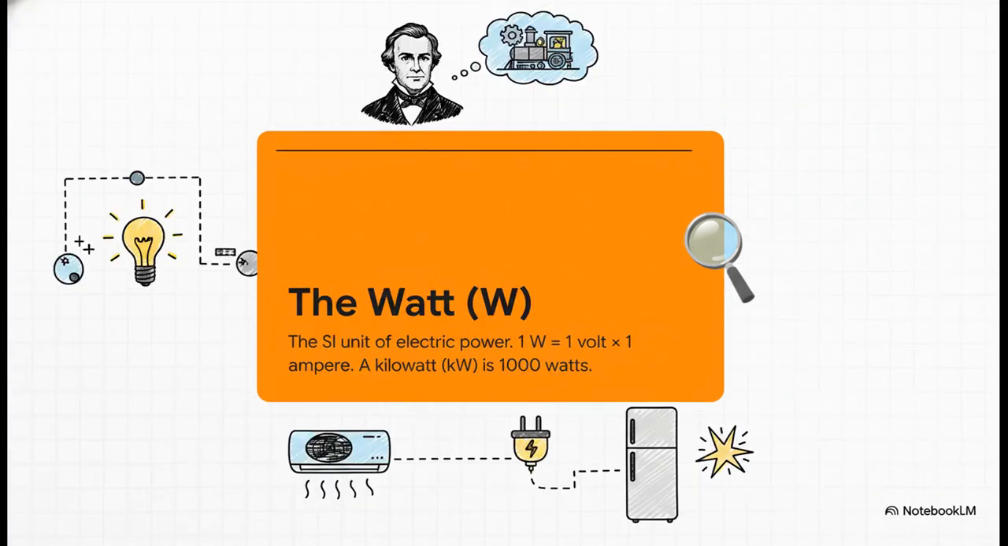Now, how do we measure power? The standard unit is the watt, named after the famous inventor James Watt. So 1 watt of power is used when 1 ampere of current flows across a potential difference of 1 volt. But 1 watt is a very small amount of power. For our bigger appliances at home, like a refrigerator or a water heater, we use a much bigger, more practical unit called the kilowatt. And it's simple. 1 kilowatt is just equal to 1,000 watts.